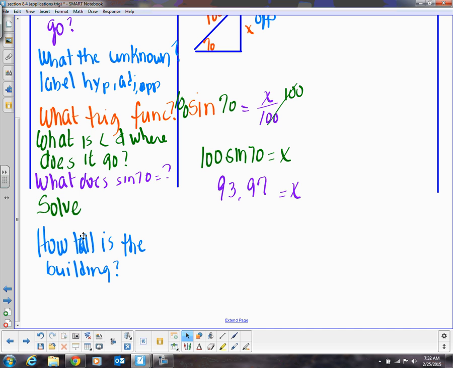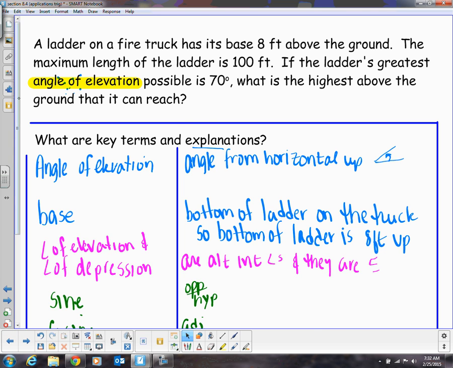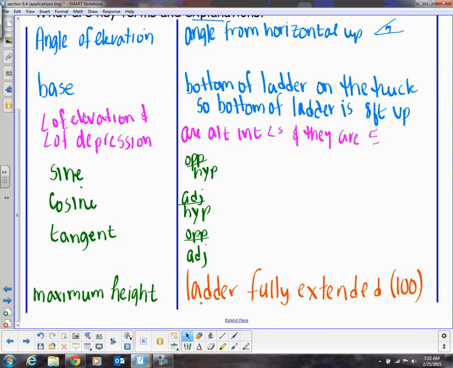All right. So let's go back to the question we asked earlier. How tall is the building? Is the building 93.97? No, we have to add it. So that goes back. What do we have in this? Look at our terms. Did we address that? Ladder's fully extended base, bottom of ladder on truck. The bottom of the ladder is 8 feet up. We did 100 times sine 70. Sorry.